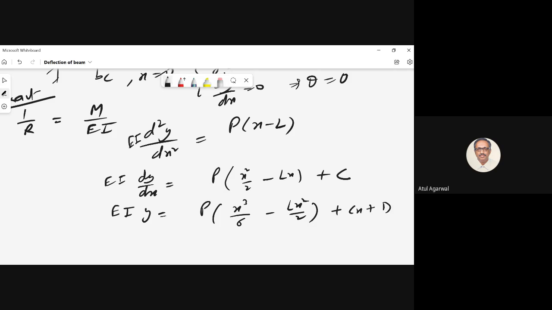Now you have some conditions: x is equal to 0, y is equal to 0. So you put x equal to 0, so it implies d is equal to 0. Then you have a condition x is equal to 0, dy by dx is equal to 0. So you put x equal to 0 in this equation. So you get a 0 here, so c should be 0.